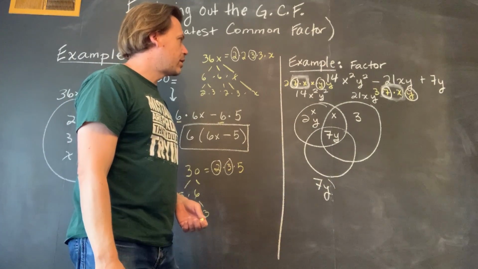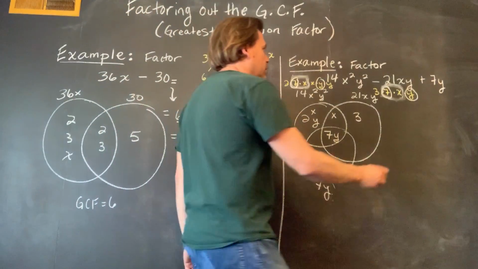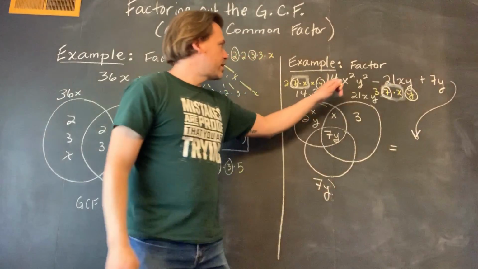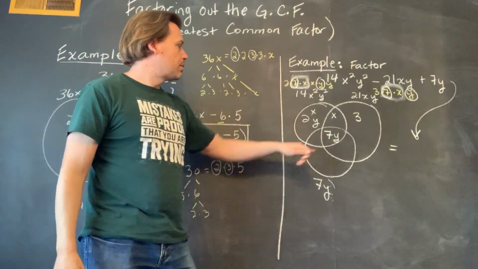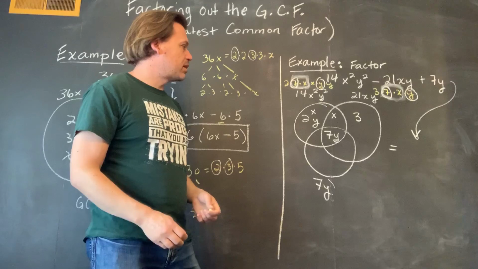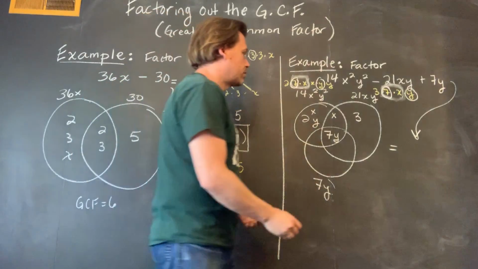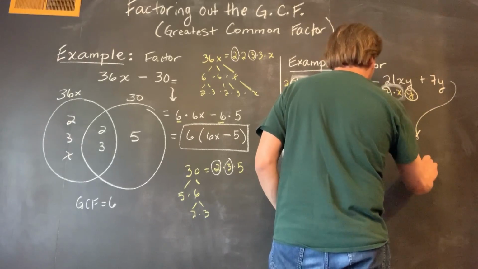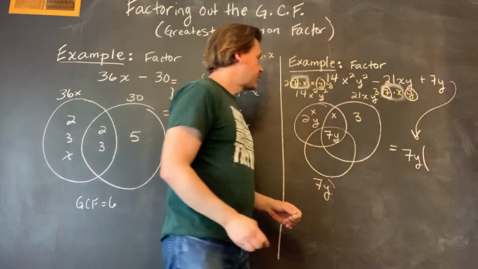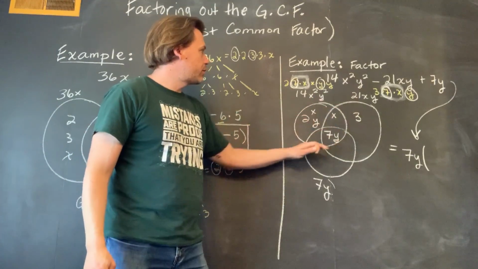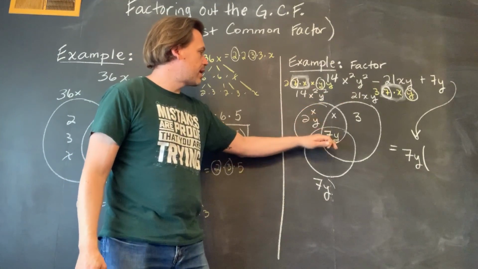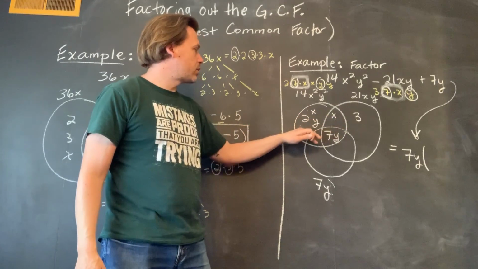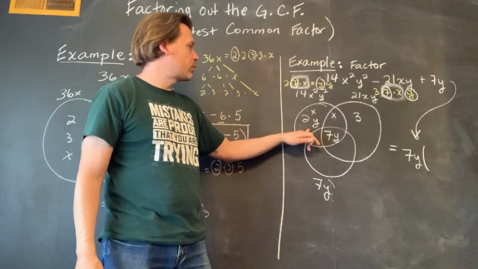Now, if I want to factor all 3 of these things, I'm going to get 14x squared y squared. Well, I'm going to start with my 7y, that thing in the middle. That's the GCF. So I'm going to put 7y times everything in this circle from the 14x squared y squared that's not in the 7y. So what do I have? A 2, an x, another x, and a y. 2x squared y.